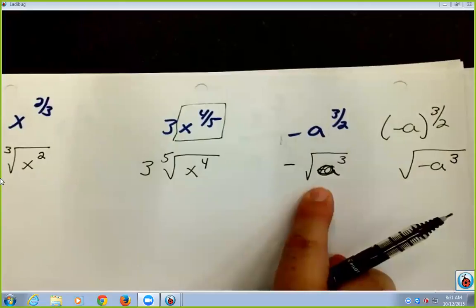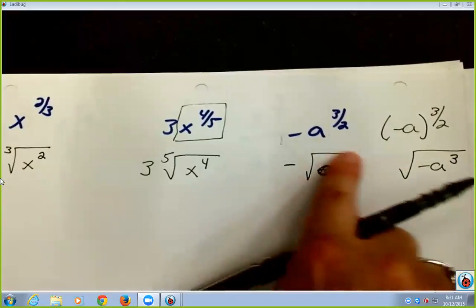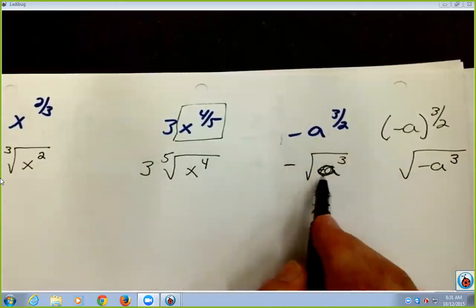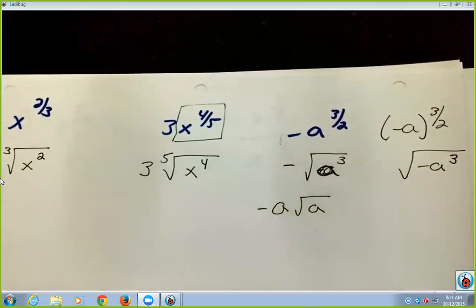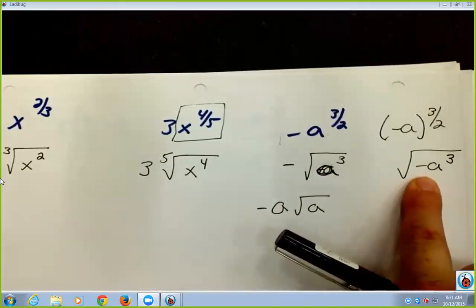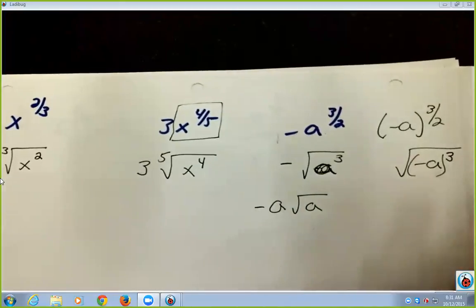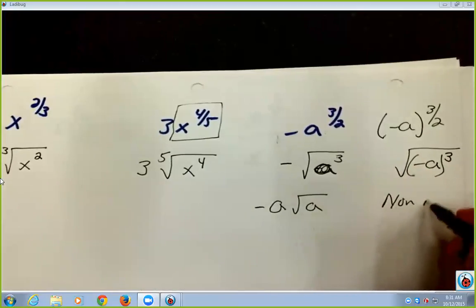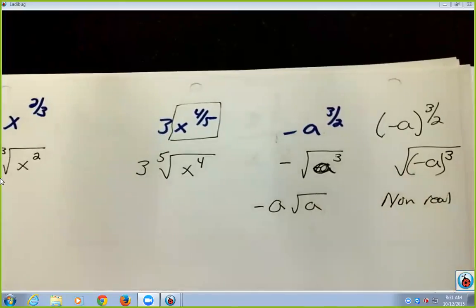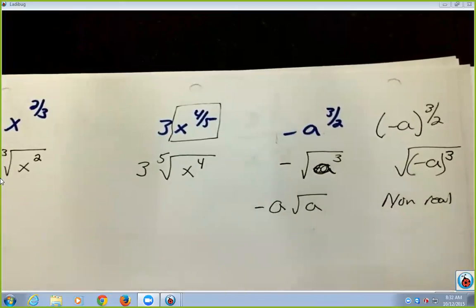So this one, we can end up actually pulling an a out of here because it's a cubed, so I can pull out an a. So I have a -a, the square root of a, if I broke it down and solved it all the way. This one, can I do anything with this? Can't do anything with it, right? Because my base is negative, and so this one would always be a non-real. Until 9.7, when we have a way of dealing with those, but not today. So that one's just going to be what we happen to have there, okay?